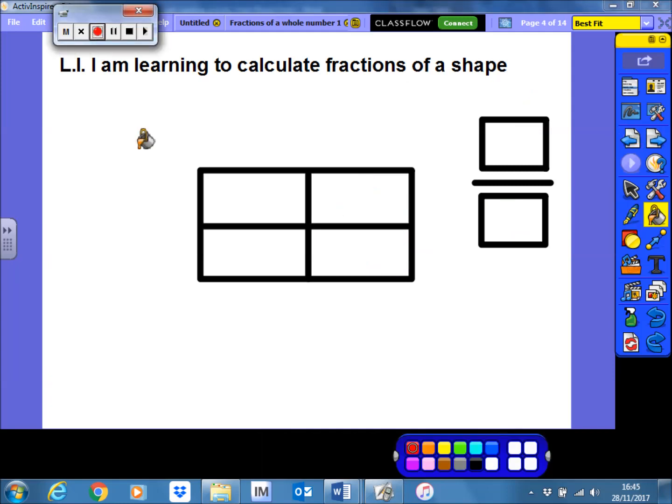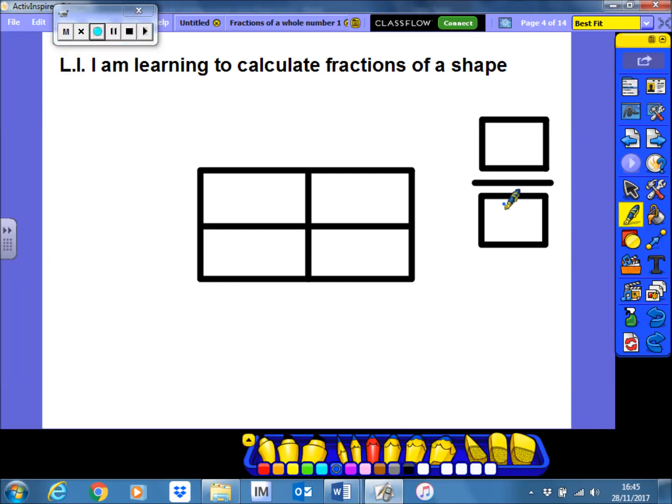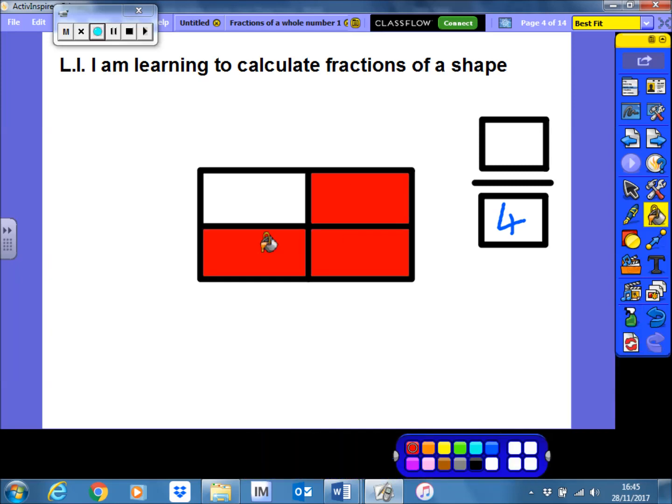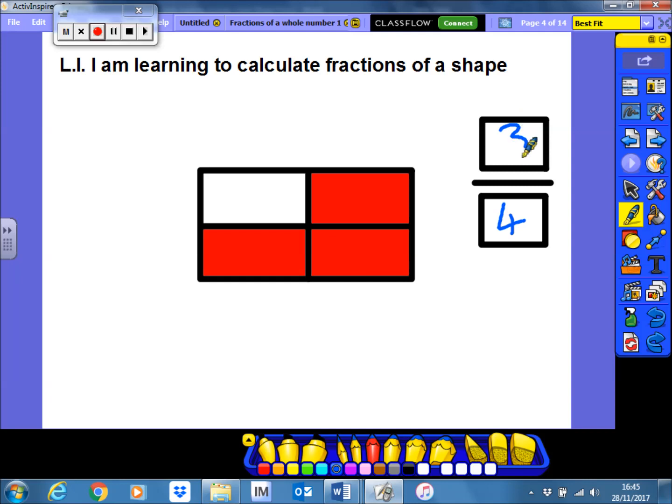Now, taking a slightly different shape, we've now split it up into 4 parts, or quarters. So our denominator in this case is going to be 4. Now, I'm going to shade in 3 parts of this shape. So 3 of these quarters are now shaded in red. So I would display my fraction as 3/4. Another way of thinking about it is 3 out of 4 parts are shaded in.